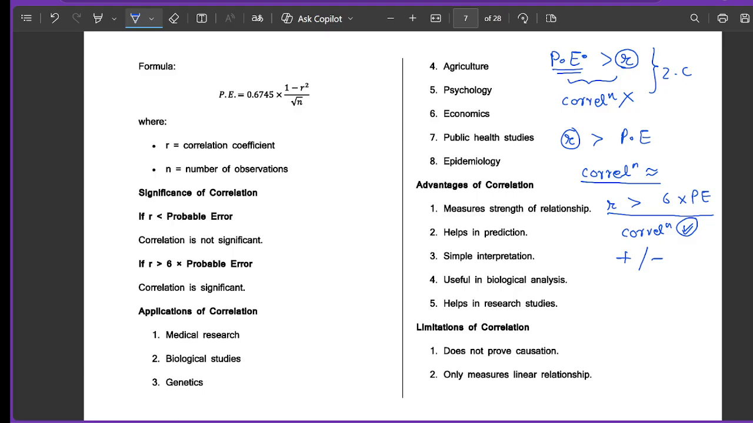Okay, now how do we calculate this probable error? It is 0.6745 multiplied by 1 minus r squared upon root of n. What is r? r is the correlation coefficient, and n is the total number of observations which you are taking into account.